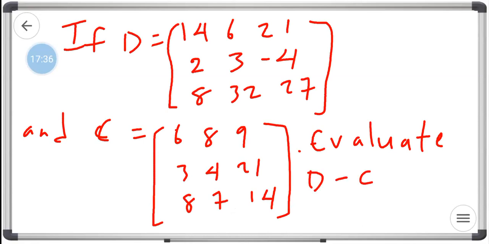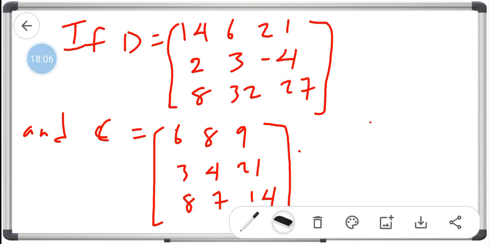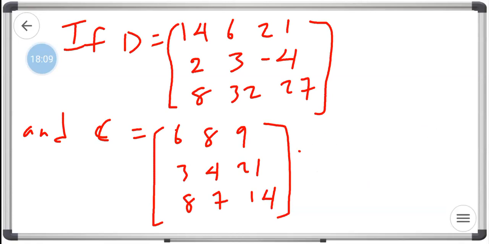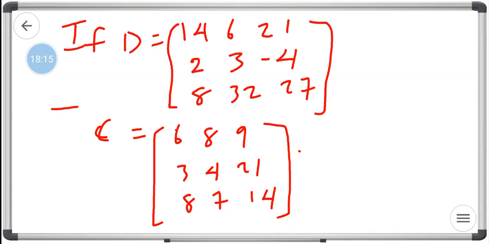Evaluate D minus C. So you can see that from this question, we have matrix D to be a 3 by 3 matrix, and matrix C as well to be a 3 by 3 matrix, which means that matrix C and matrix D are in the same order. So quickly, let's solve the question. We have to evaluate D minus C. So let me just put my subtraction sign here.